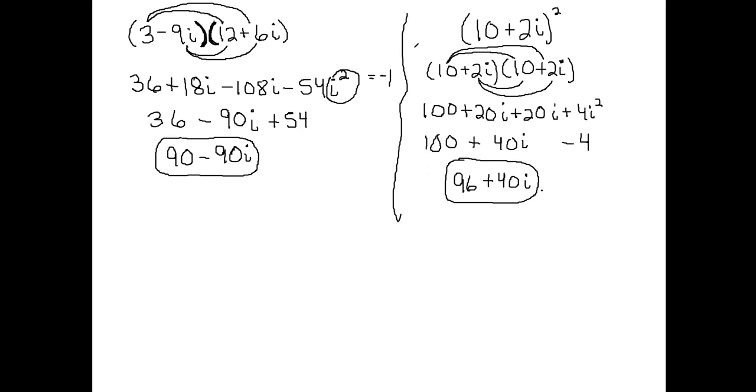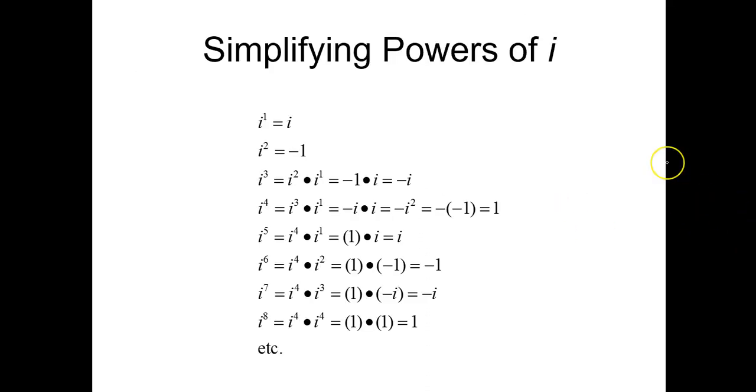And finally, we're going to get to that last part. They call it dividing. I really don't like calling it dividing. It's really simplifying. But before we do, let's talk a little bit about simplifying powers of i. If you have i to the first, same thing as i, i squared is negative 1. We know those two because of definition. If you wanted to do i cubed, you break it down to i squared times i. Well, we know i squared is negative 1, times i is negative i.